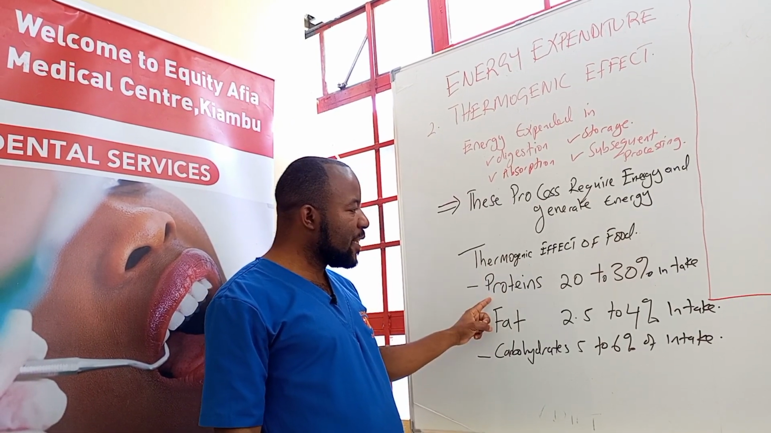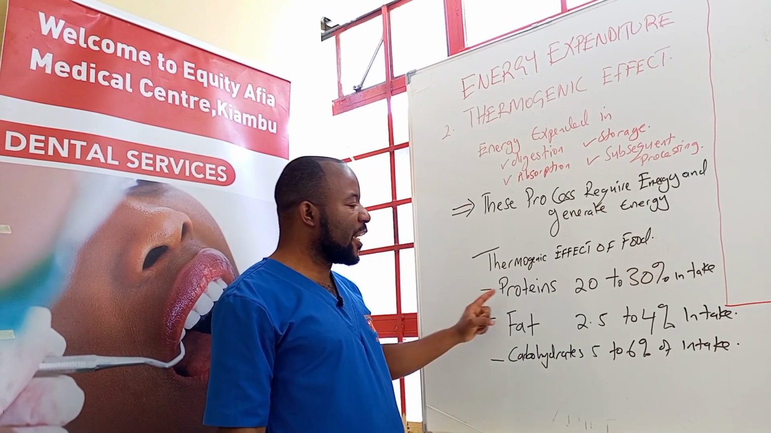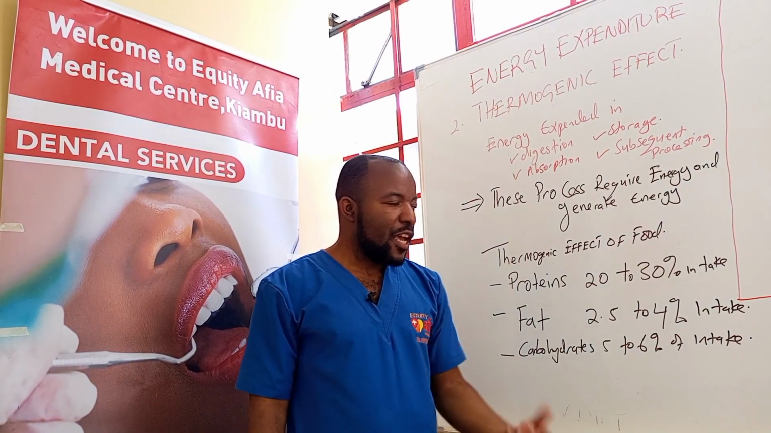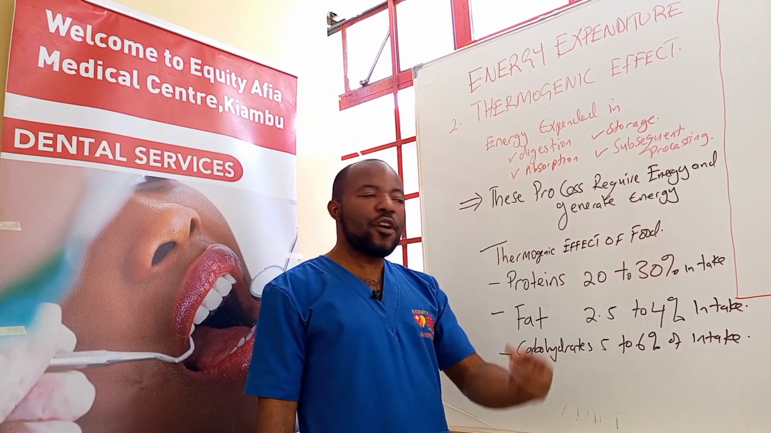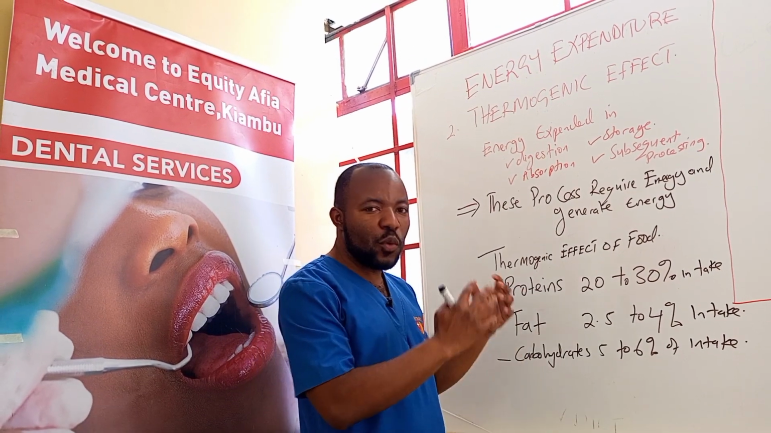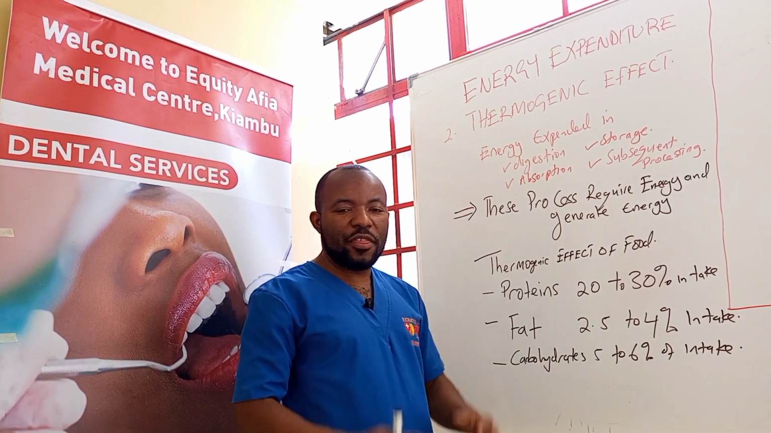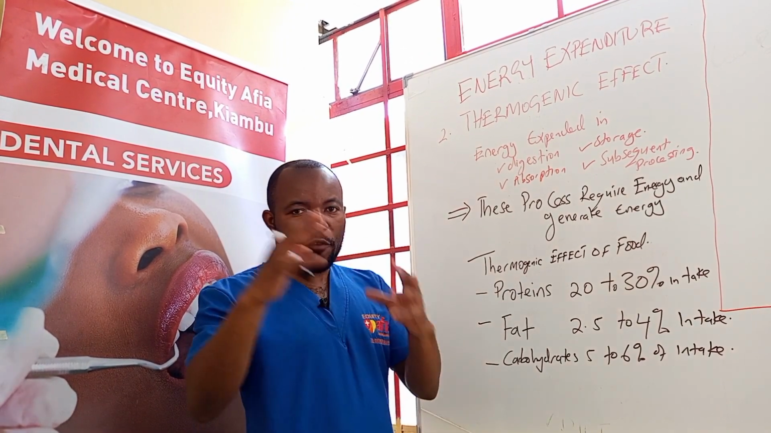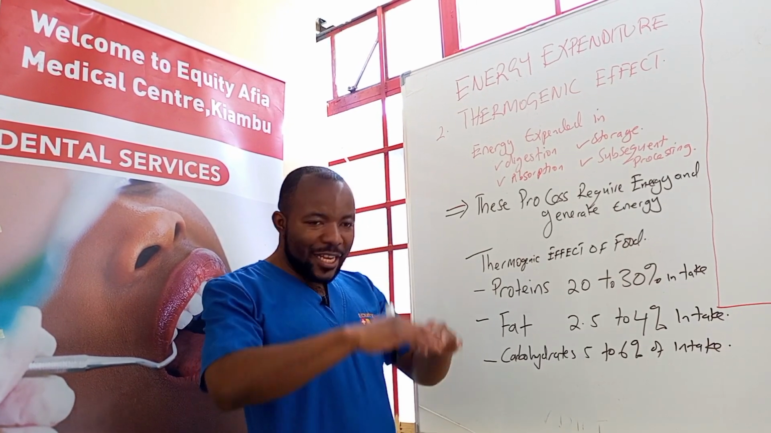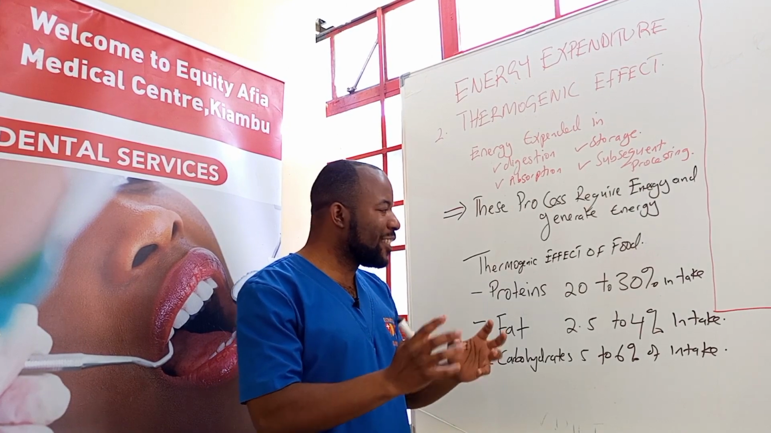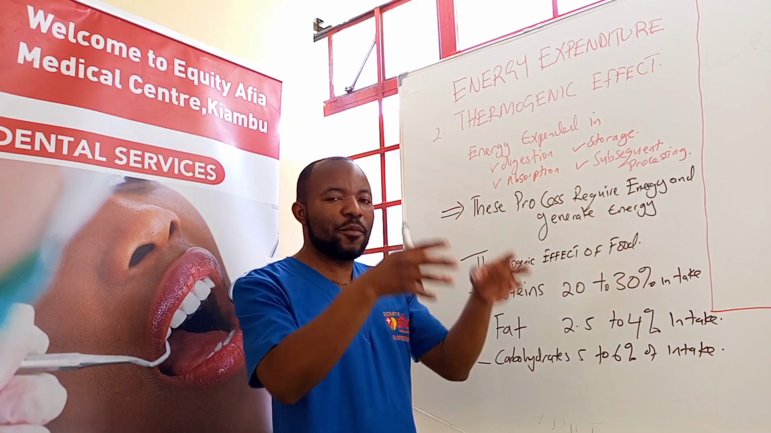Proteins. The thermogenic effect of proteins, that means the amount of energy they are going to subtract from the food you have eaten. If you have got a meal with ugali, that is maize, with chicken, with vegetables, and then with fruits, maybe mango, the amount of chicken you have eaten is the protein. Protein is from the chicken.